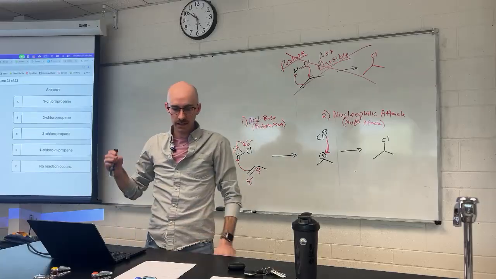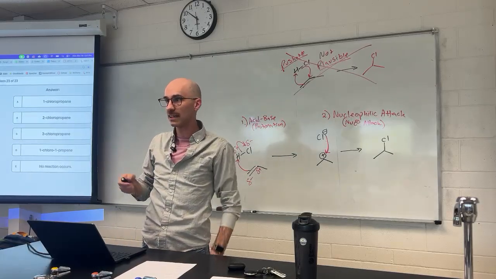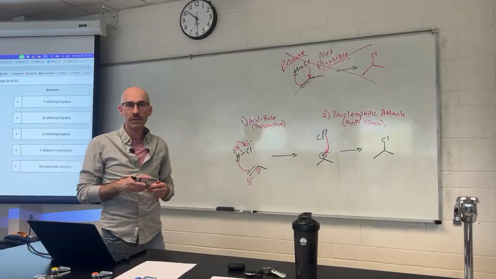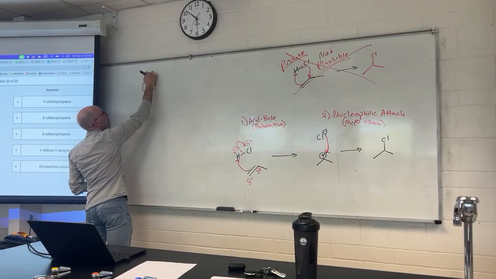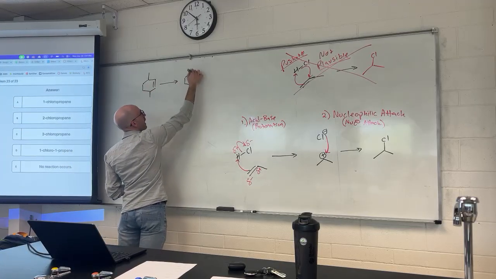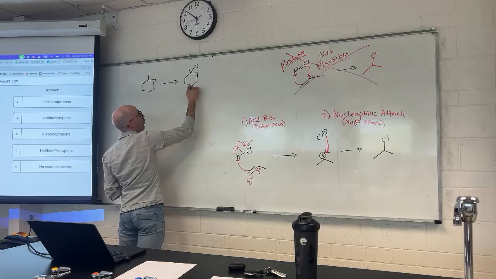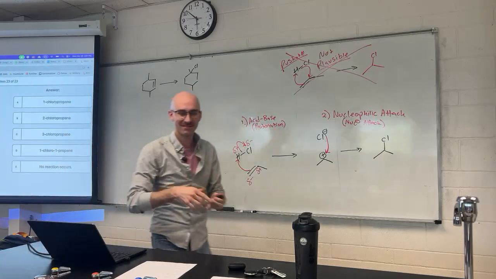This is 3,6-dimethyl cyclohexene reacting with what? And giving us at the end 1-chloro-1,4-dimethyl cyclohexane.